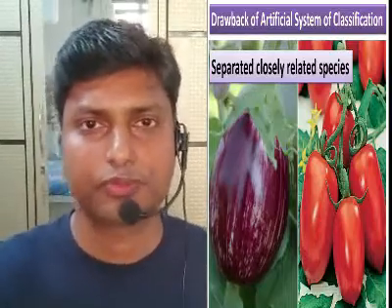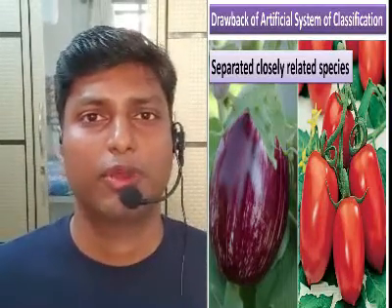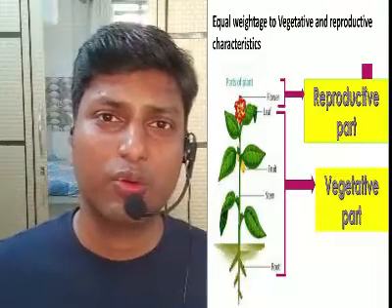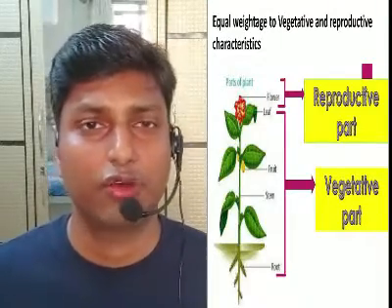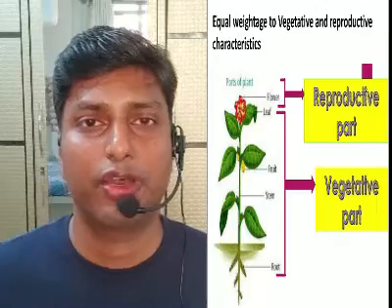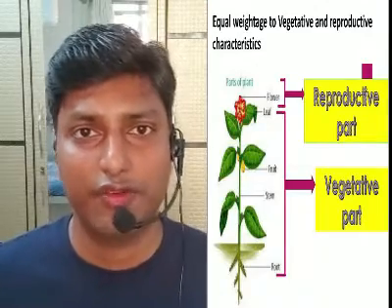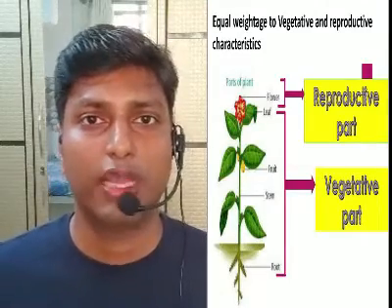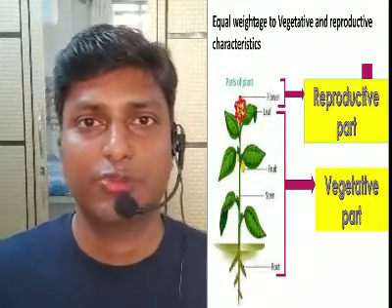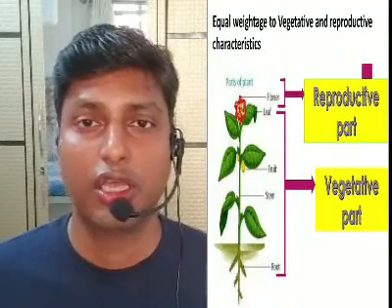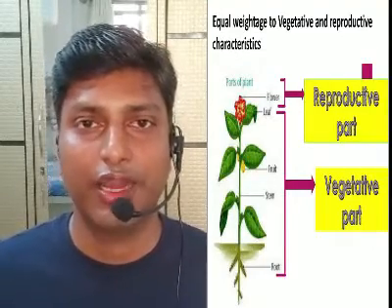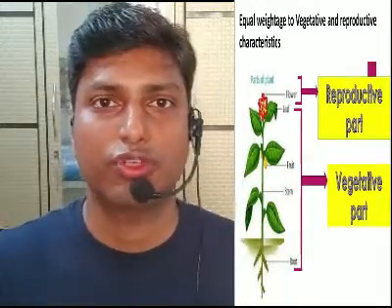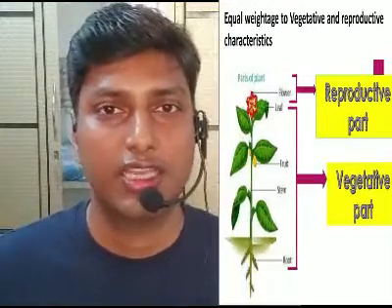So this was one of the drawbacks, that even closely related species were placed under different groups. Another drawback of this classification was that equal weightage was given to both vegetative and reproductive characters. We all know that vegetative and reproductive structures of plants are very different. Two or more plants can have similar vegetative structures but different reproductive structures. So they can't be given equal weightage during classification. That's why this was again a drawback of Carolus Linnaeus's system.